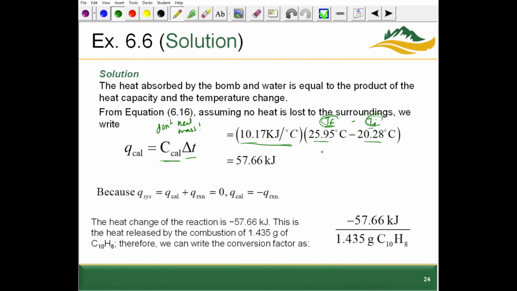To show you how the units work out here, so why we don't need mass. So change in temperature is degrees C, then degrees C and degrees C cancel out. We want heat to just be in joules or kilojoules. So Q or heat to be in joules or kilojoules, so this unit does work out.